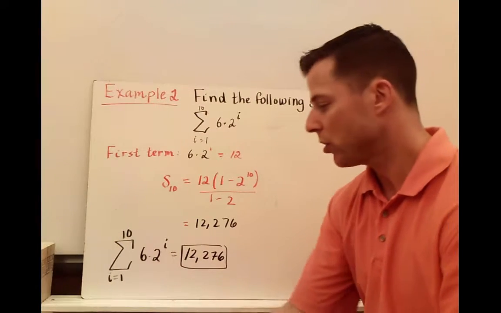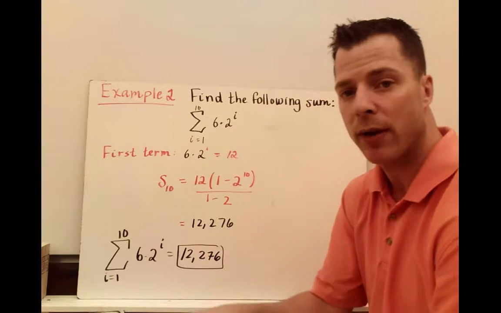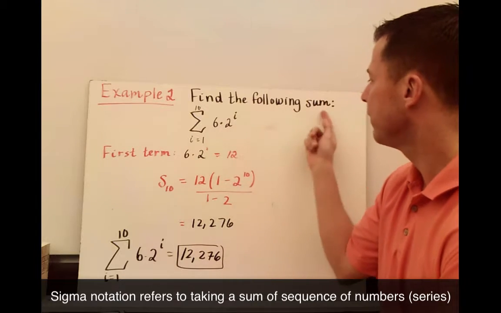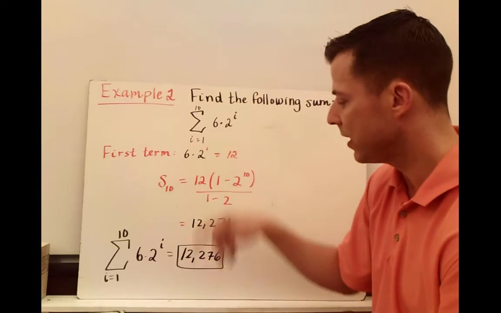In example 2, I wanted to show you another way you can look at a sum, and that's with our sigma notation. Okay, you probably watched that in the first video. So find the following sum. From 1 to 10, we're going to take the sum of 6 times 2 to the i.